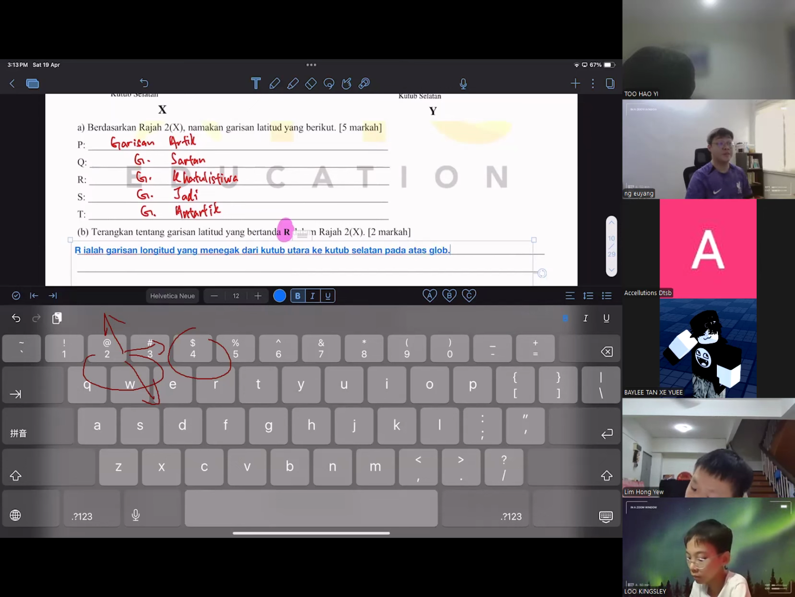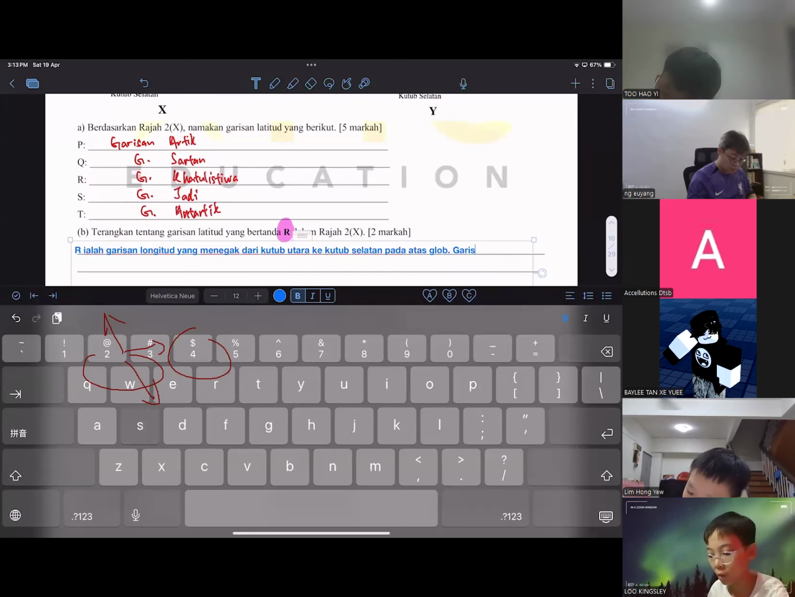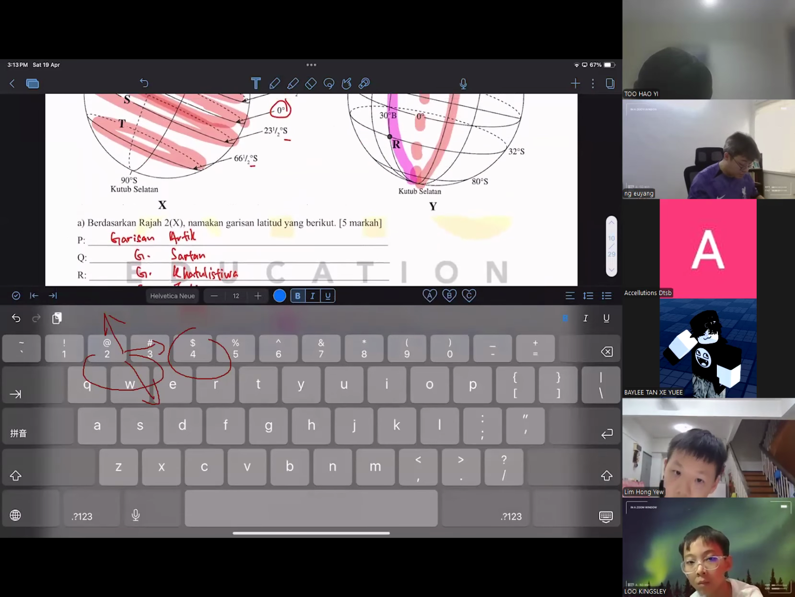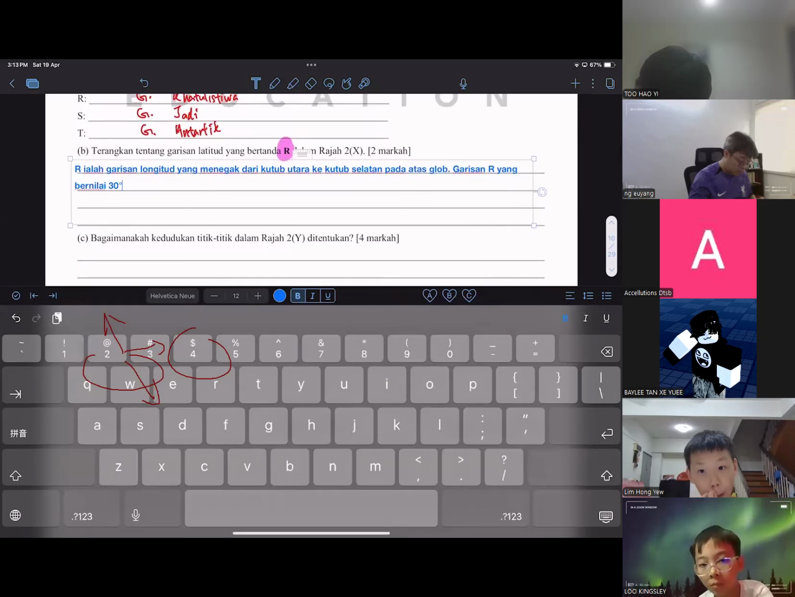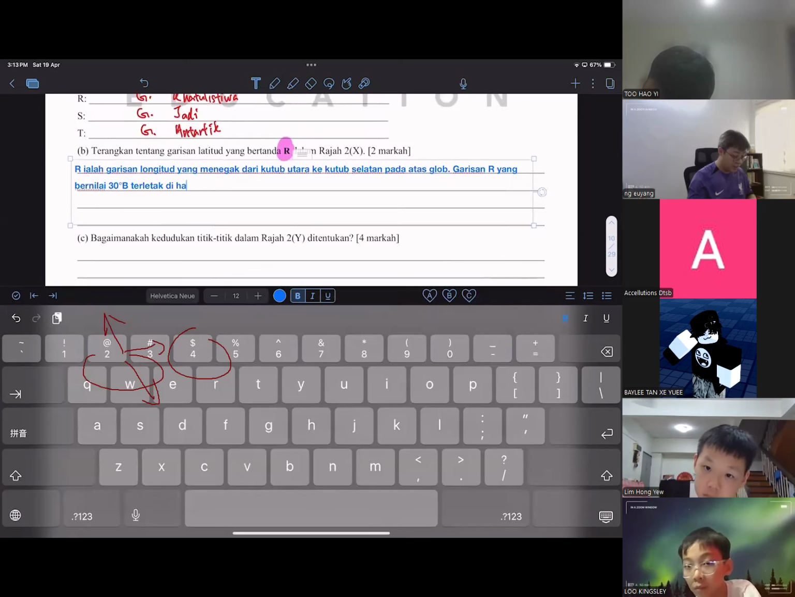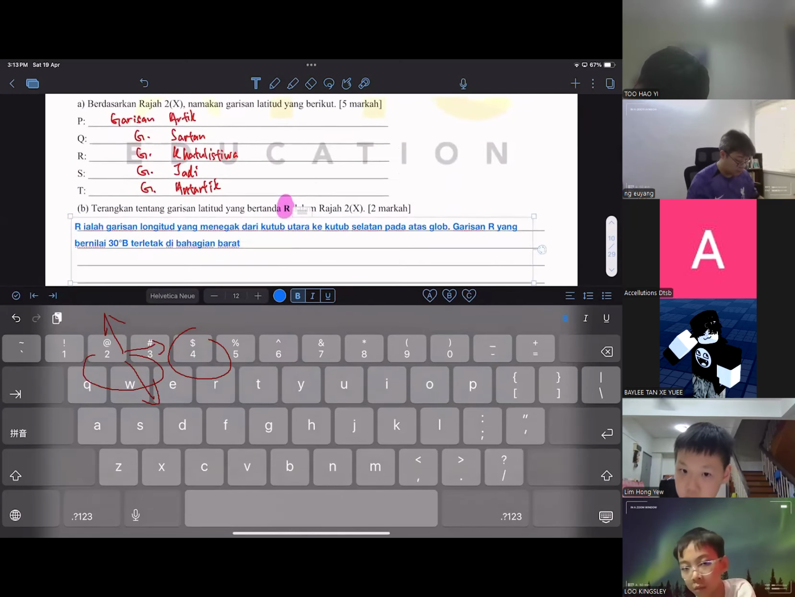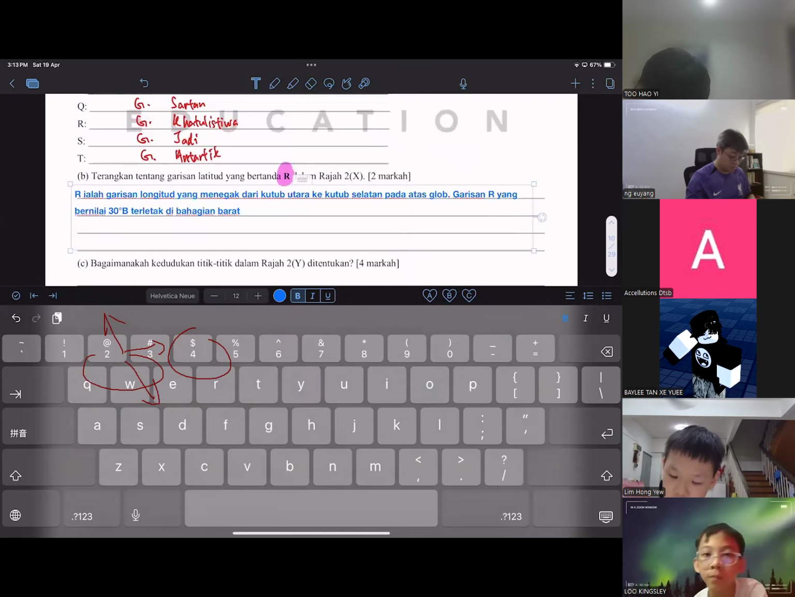So globe is a full sphere. Okay. So garisan R yang bernilai, so what's the nilai for R? 30 darjah barat, terletak di bahagian barat. Di bahagian barat permukaan bumi.